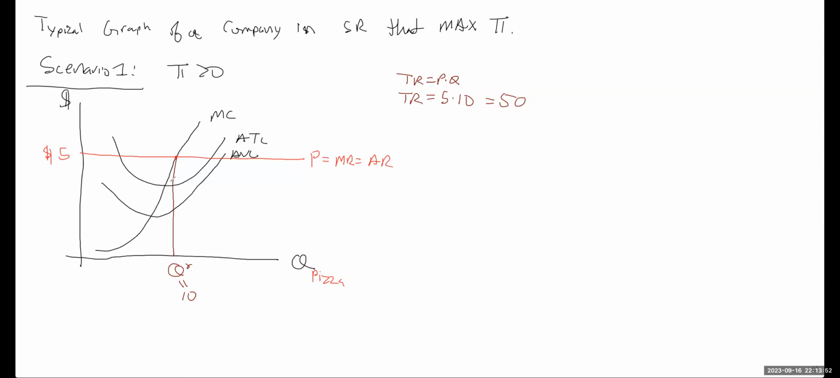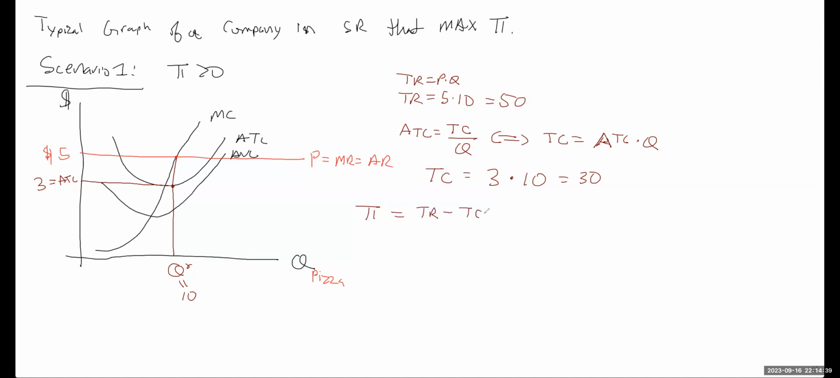Well, we go down and we see where it hits average total cost right here. Right here, this point, this is average total cost. And we'll say, well, that's something below 5. We'll make it simple and call it 3. Okay, well, remember, average total cost is equal to total cost divided by quantity. So total cost is equal to average total cost times quantity. All right, so the total cost is equal to average total cost, which is $3 each, times quantity is 10, 30. All right, so profit is equal to total revenue minus total cost. 50 minus 30 is 20.